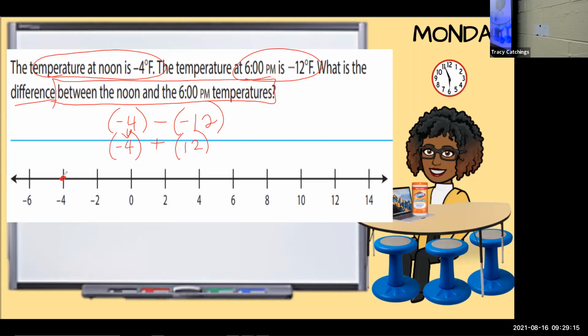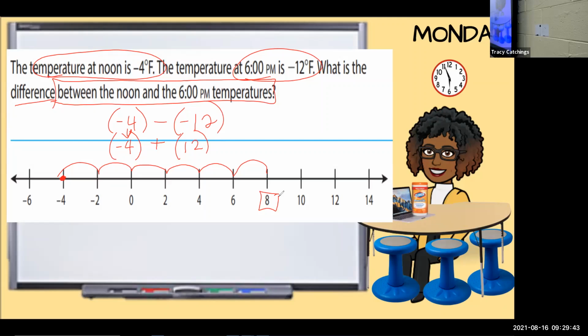Start at negative 4, plus, so we're going right. This time, recognize we count by what? 2. So when we move, make sure we count by 2: 2, 4, 6, 8, 10, 12. You should have come up with 8. Who came up with 8? Good job. Any questions about it?